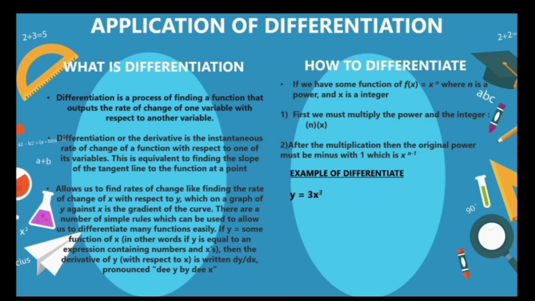For example, we have a function y equals 3x cubed. We multiply the power with the coefficient, 3 multiplied by 3, so we get 9, and the power is reduced by 1, so we get squared.